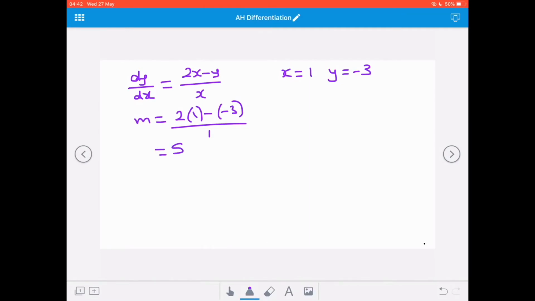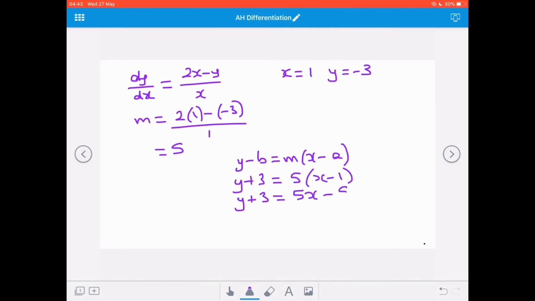Now we can substitute all of our values into our y minus b equals m upon x minus a. So we've got y minus negative 3, which is going to give us y plus 3, equals 5 upon x minus 1. Next thing to do is expand that bracket, so y plus 3 equals 5x minus 5. And then we're going to collect all of our terms onto the left-hand side. So we're going to get y minus 5x plus 8 equals 0. And that's the equation of our tangent to the curve x squared minus xy equals 4 at x equals 1.